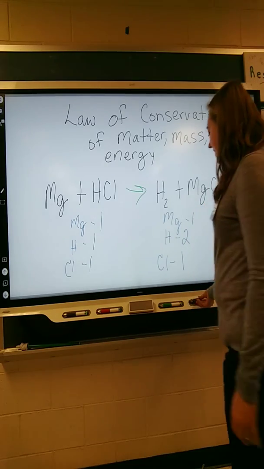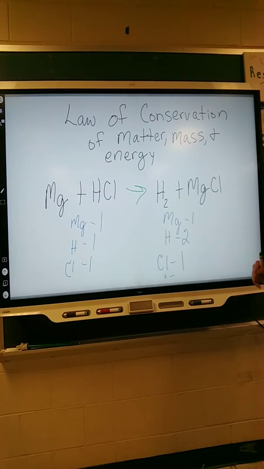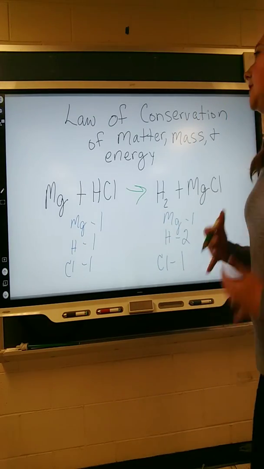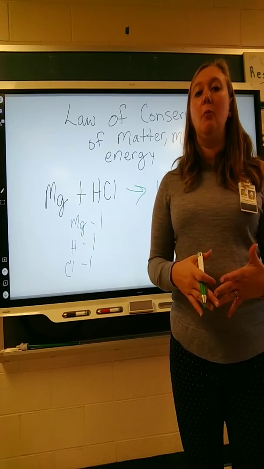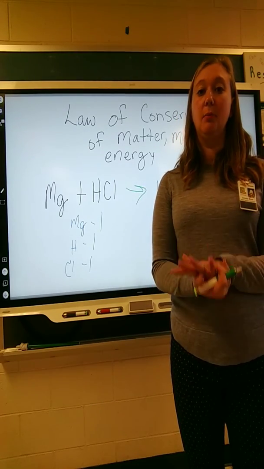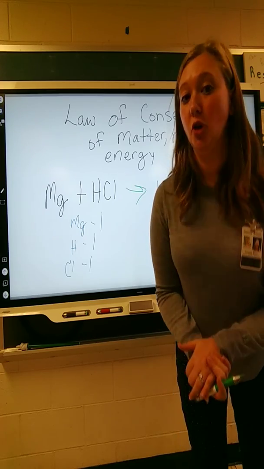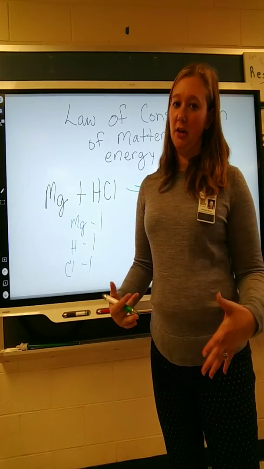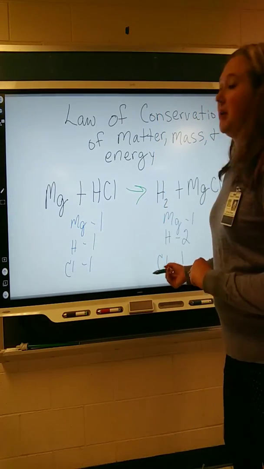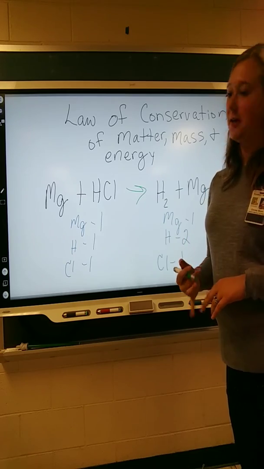Now, we need smiley faces. We need this number and this number to be the same. If that happens, then we have what's called a balanced chemical equation, and we are compliant with the law of conservation of matter, mass, and energy. If we don't, then we have to do something called balancing the equation. Because it's not supporting the law of conservation of energy.